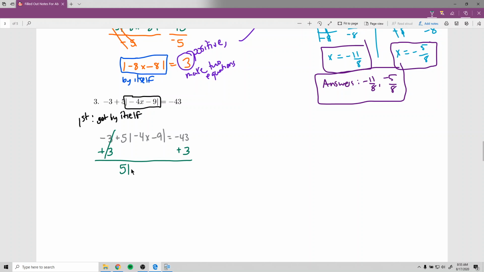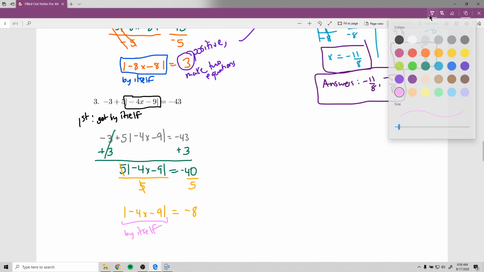And we get 5 times the absolute value of negative 4x minus 9 equals negative 43 plus 3 is negative 40. And then get the absolute value part by itself by getting rid of the 5, divide that over. Get the absolute value of negative 4x minus 9 equals negative 40 over 5 is negative 8. And now we finally ran into an example where the number over here is negative when the absolute value part gets by itself.